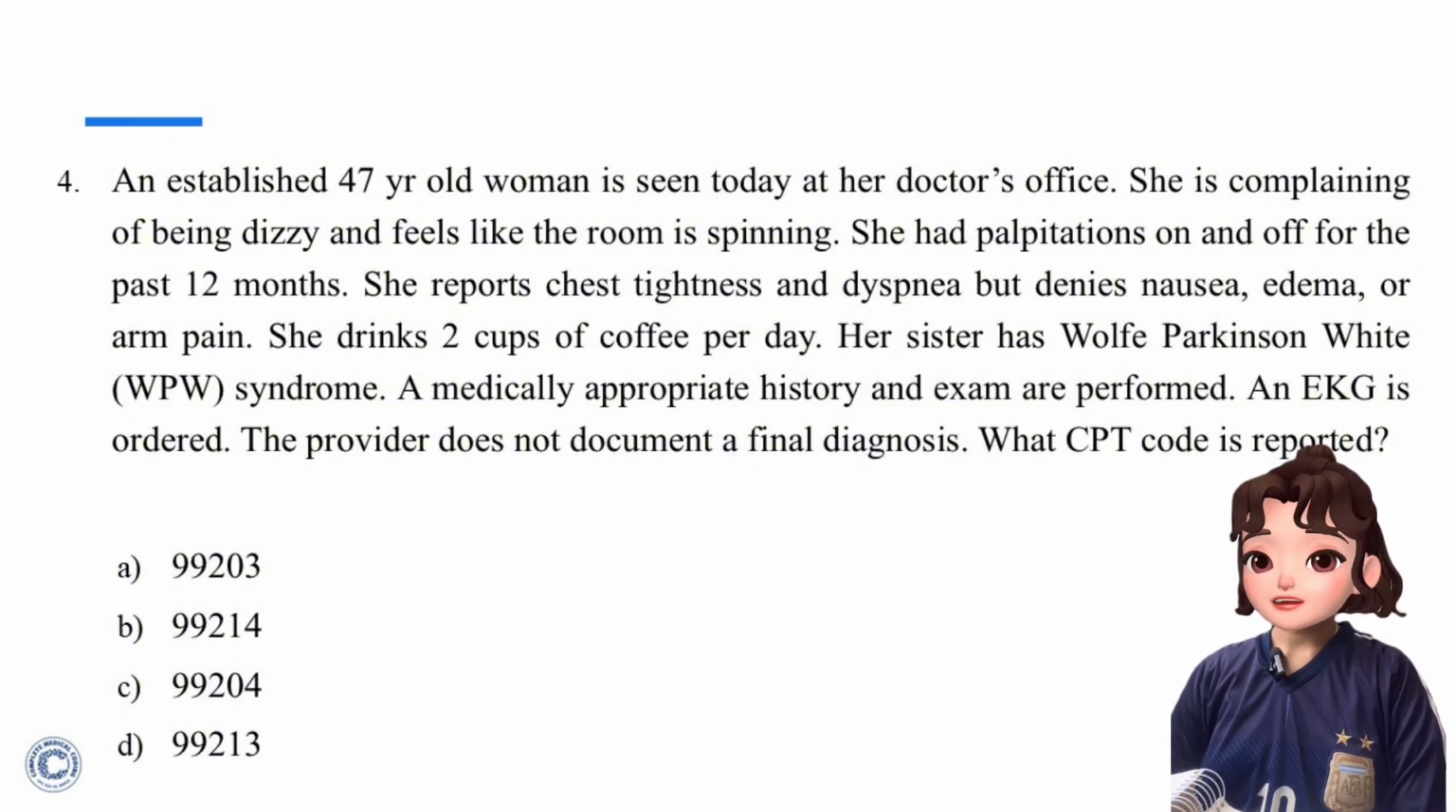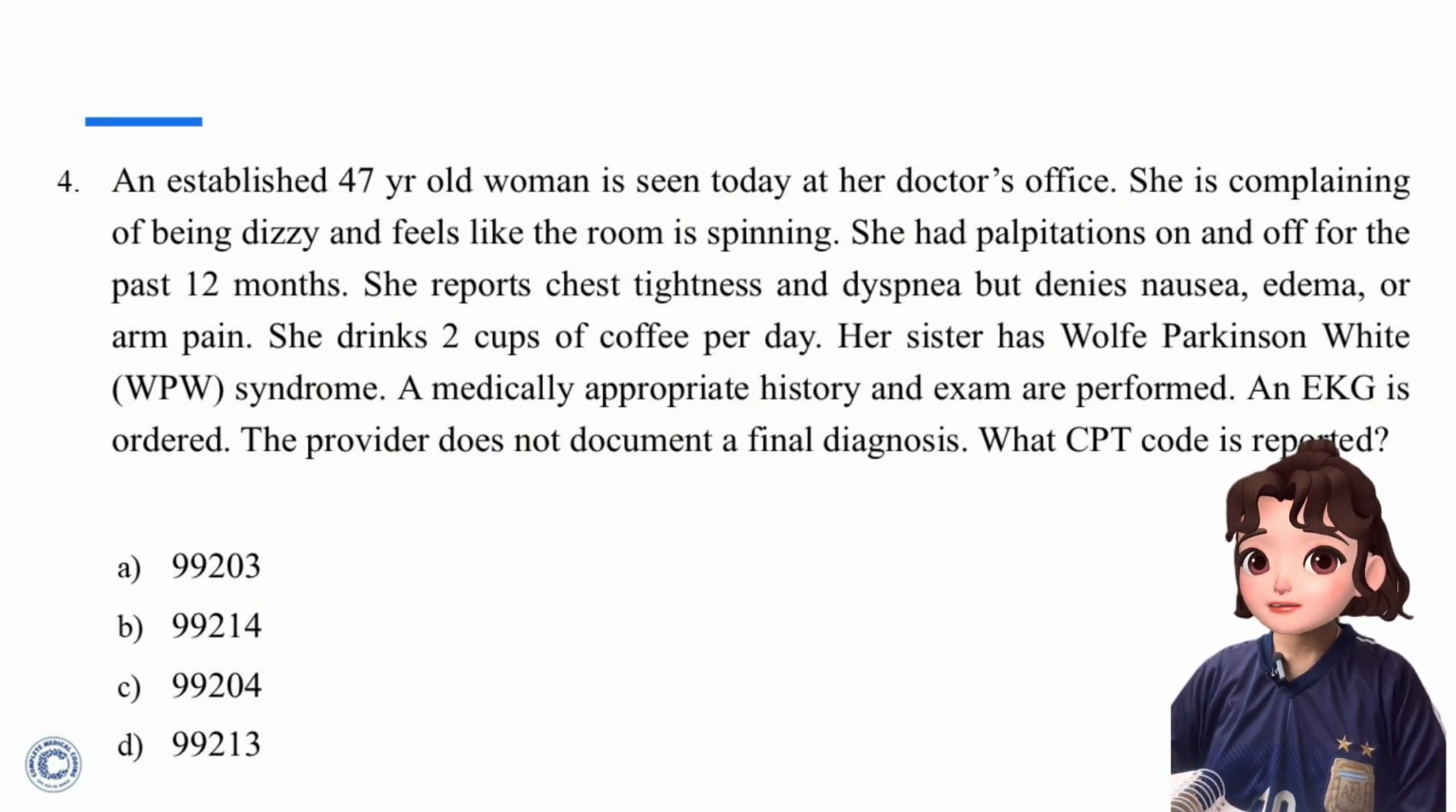Now moving to the fourth question. An established 47-year-old woman is seen today at her doctor's office. She is complaining of being dizzy and feels like the room is spinning. She had palpitations on and off for the past 12 months. She reports chest tightness and dyspnea but denies nausea, edema or arm pain. She drinks 2 cups of coffee per day. Her sister has WPW syndrome, which means Wolff-Parkinson-White syndrome. Okay. A medically appropriate history and exam are performed. An EKG is ordered. The provider does not document a final diagnosis. What CPT code is reported?